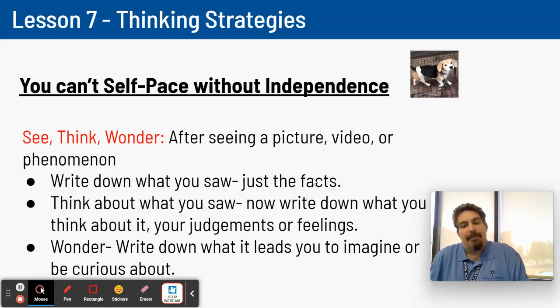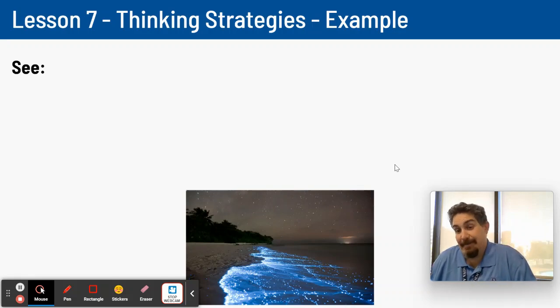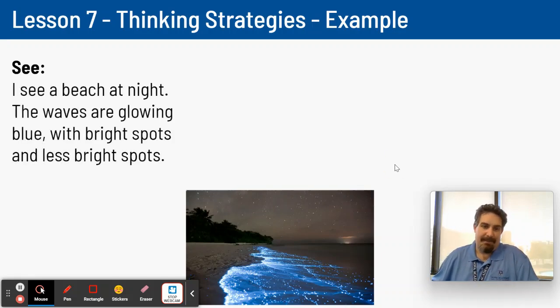So we're going to run through an example of this idea. Okay, so here's a picture we're taking a look at. And when we look here, this is what we see. So I wrote out what I wrote for myself. I was going through how I analyzed this picture with the thinking strategy. So I see a beach at night. The waves are glowing blue with bright spots and less bright spots. You can see those little dots inside of it. That's what we see here, right? When we do things, you don't have to be exhaustive. It's not about, let's write out 30 things. Write the things that really stand out to you in 2 or 3 sentences.